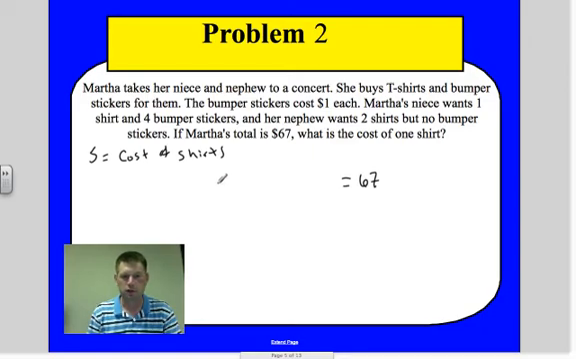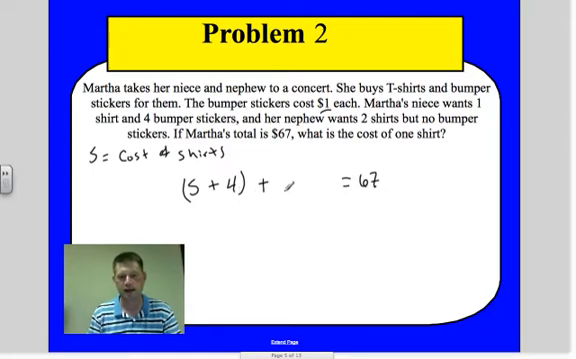Okay, her niece bought 1 shirt. Do we know how much shirts cost? No, so we assigned a variable. So her niece paid S dollars, but then got 4 bumper stickers. Well, we actually know how much bumper stickers cost. That was $1, so she bought 4 of them. That's $4. So right there, that quantity is solely the niece.